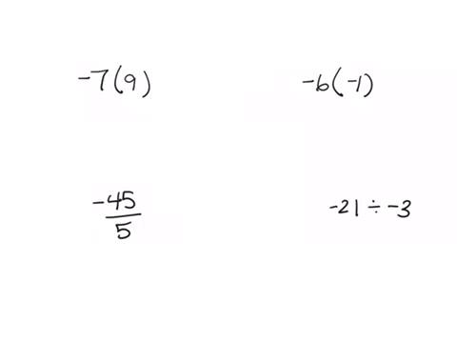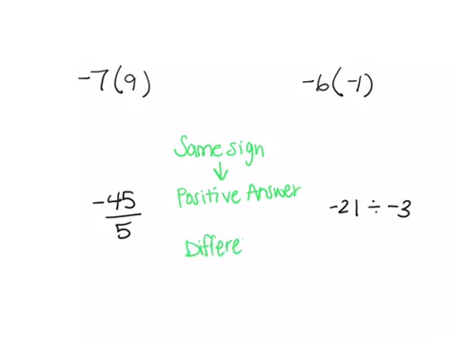Now we're going to take a look at multiplying and dividing. So when you are multiplying and dividing, if they have the same sign, the answer is positive. If they have opposite signs, the answer is negative. So I will write that for you. So same sign means positive answer. If they have different signs, you are going to produce a negative answer.